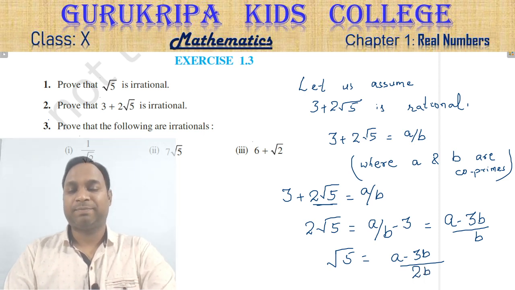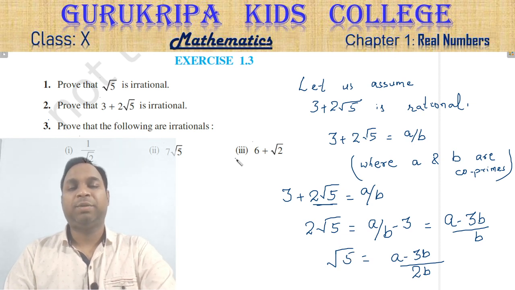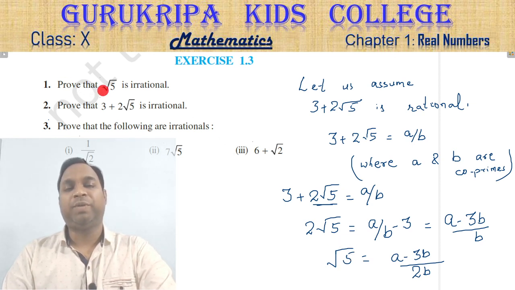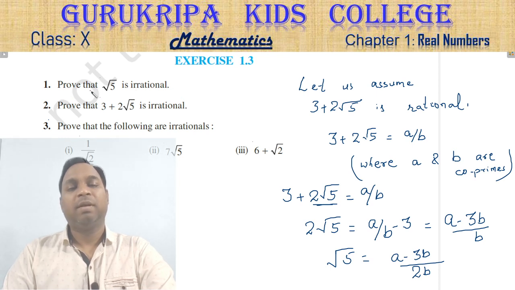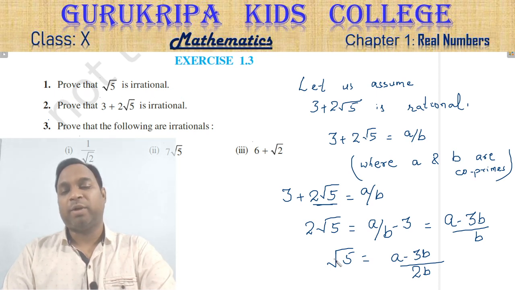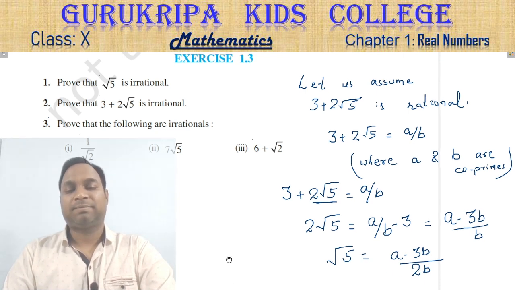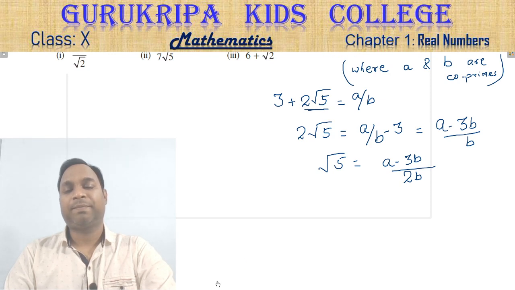Now what do we see? Left hand side is square root 5. We already know that this is an irrational number. We have proved it in question number 1. And the right hand side, is this rational or not? Let me make some space over here.